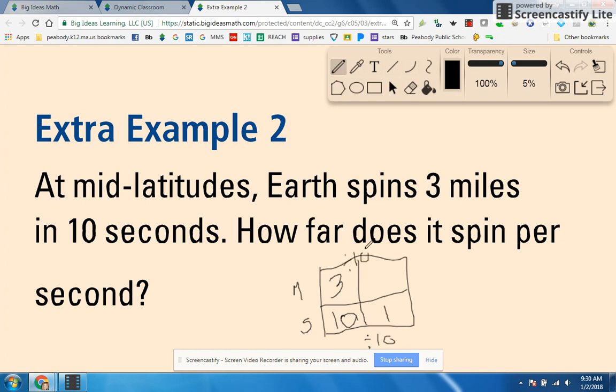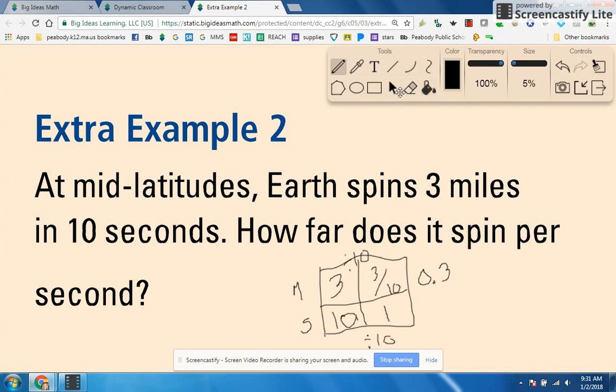So 3 divided by 10, you can actually just write it as 3/10 if you want and leave it as a fraction. Or you could do the division if you want. You're going to get a repeating decimal. So you could do that. Actually, not a repeating decimal. You get 0.3. So either one of these is correct. So that means the Earth spins 0.3 miles per second.